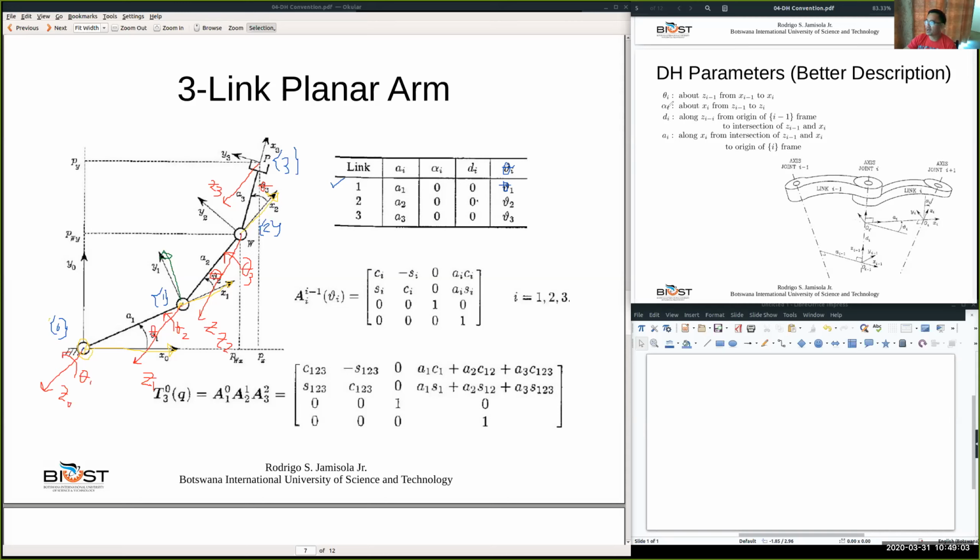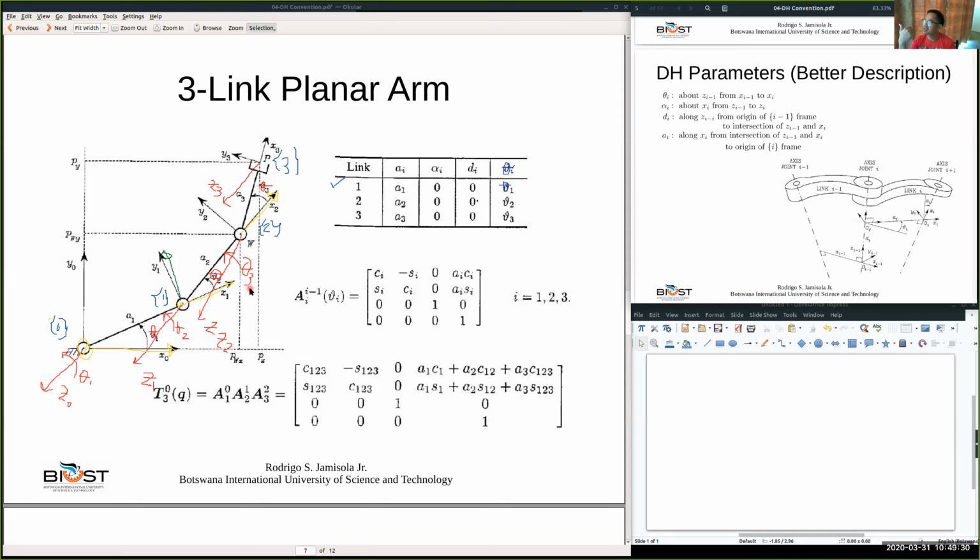What about alpha 1? Alpha i is about xi, so alpha 1 is about x1. Where is x1? This is x1. So again you use the right-hand rule. x1 points in that direction, and going in this direction is alpha.